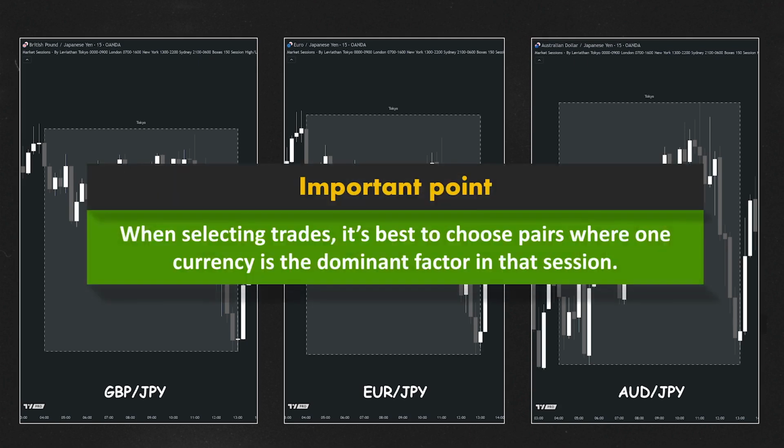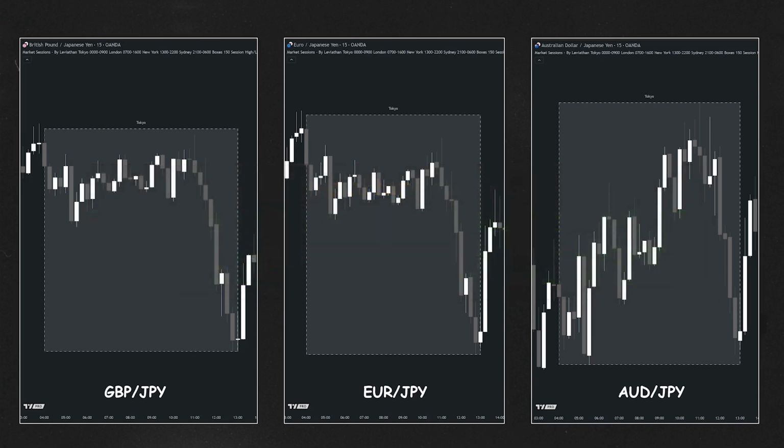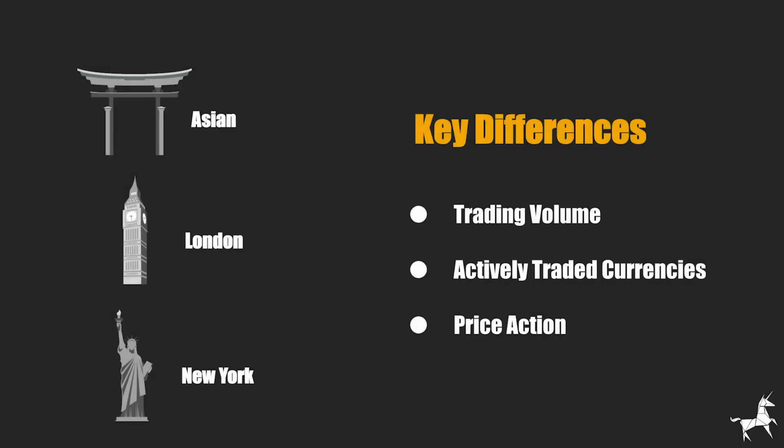Here's an important takeaway. When selecting trades, it's best to choose pairs where one currency is the dominant factor in that session. Pairs like pound-yen, euro-yen, and dollar-yen in the Asian session are ideal because they're influenced by just one actively traded currency, the yen. This gives you a clearer picture of price movement and better trade opportunities. Now let's move on to the third key difference between the sessions, which is the price action.